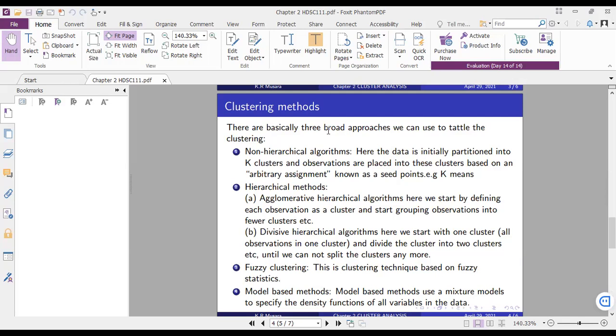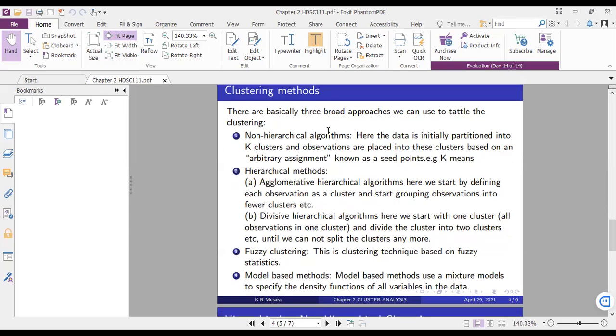We've got the fuzzy clustering. This is another clustering technique based on fuzzy statistics, mainly related to probability. So how close a particular probability situation is, is how you can come up with that grouping. Then we've got the model-based methods, which use a mixture of models to specify distinct functions of all the variables in the data. Suppose you've got a normal distribution, a mixture of normal distributions brings out a model-based method.